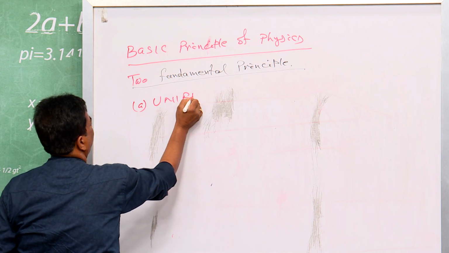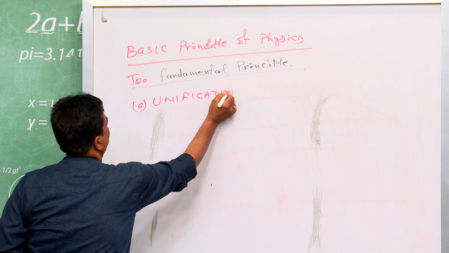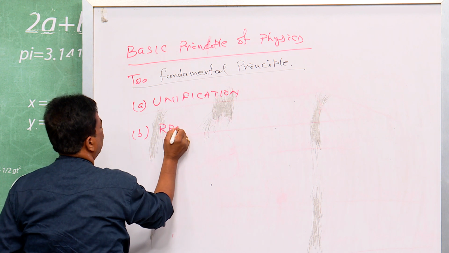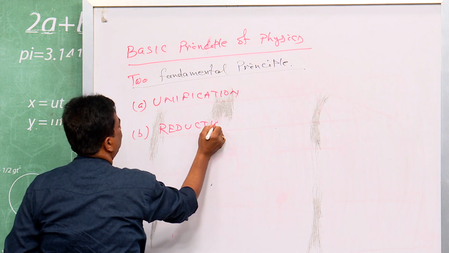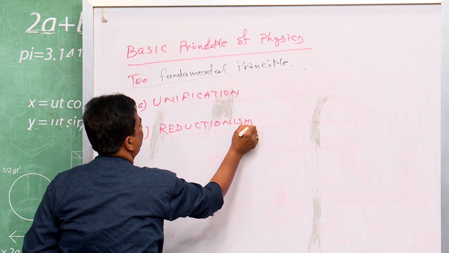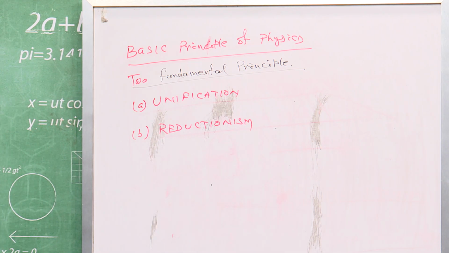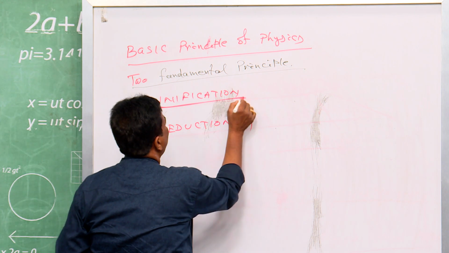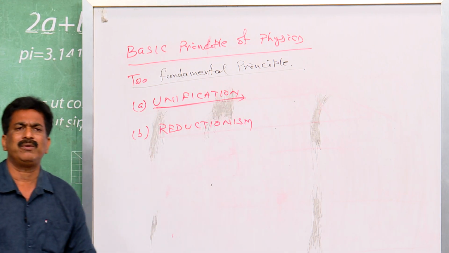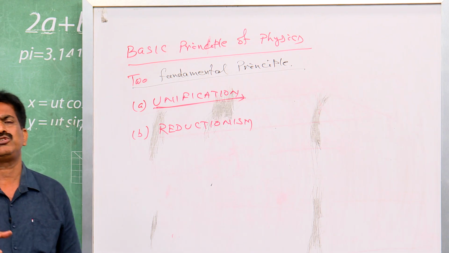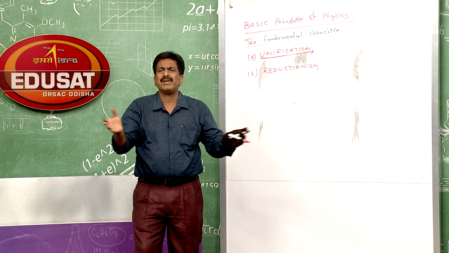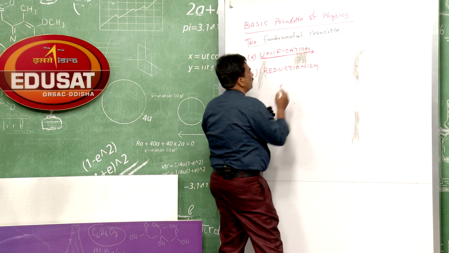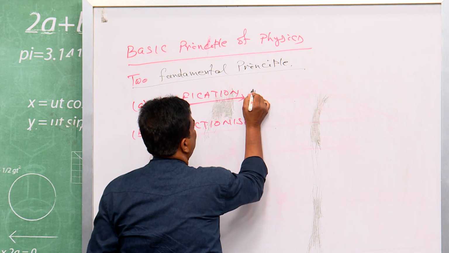One is called unification, and the second one is called reductionism. These are the two fundamental principles of physics. One is unification. So what are you guessing from this word unification? The parent word is union. Union means to collect together.